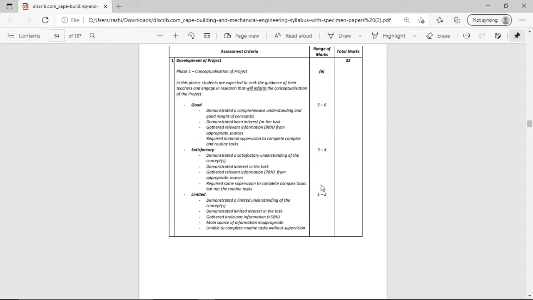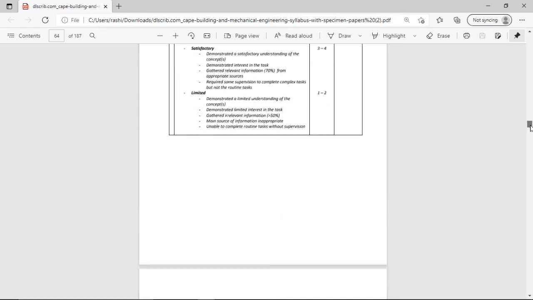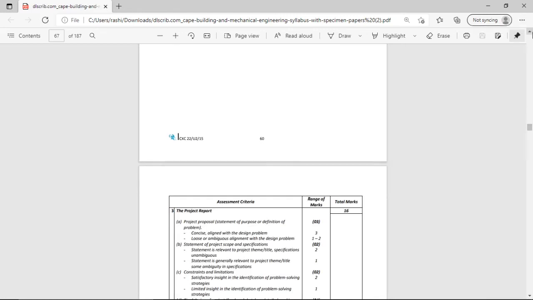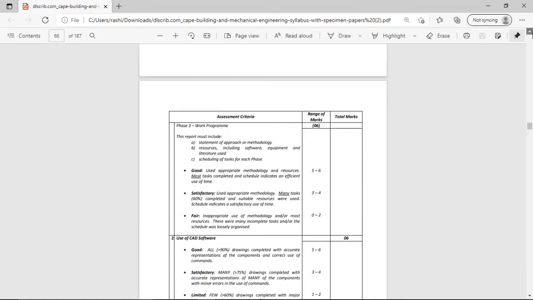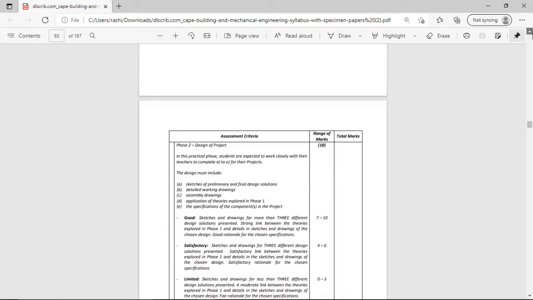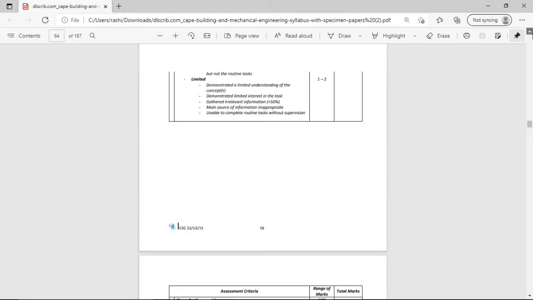So this mark scheme is a bit subjective, because what's the difference between good and satisfactory? That's down to the teacher. But yeah, that's the way the mark scheme is. All right, so you get that for the conceptualization of the project.